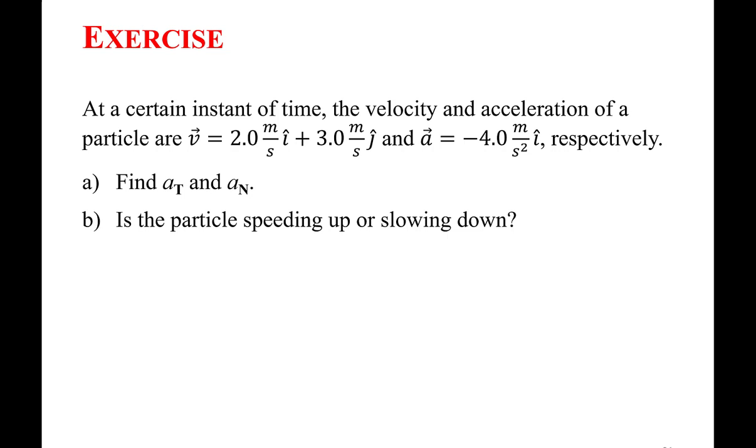At a certain instant of time, the x component of the velocity of an object is 2.0 meters per second, and its y component is 3.0 meters per second, while the x component of the acceleration of the particle is minus 4.0 meters per second squared. Find the scalar tangential component of the acceleration and the scalar normal component of the acceleration relative to the velocity of the object. From this information, determine whether or not the object is speeding up or slowing down.